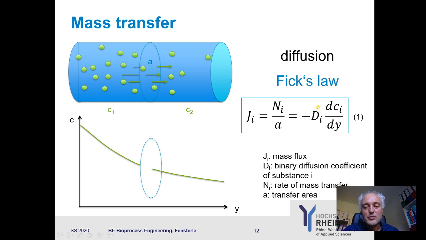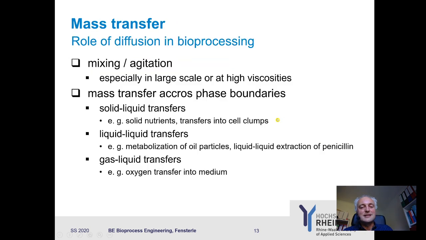And again, I put a constant here, and this is my mass flux, and this is my binary diffusion coefficient of the substance I. This is my rate of the mass transfer, and I simply can calculate it like this with the mass transfer area. And this is again the flux density here. So this is at the end very simple, and this is what you have already talked about also most likely in thermodynamics. Now let's come to the role of diffusion in bioprocessing.